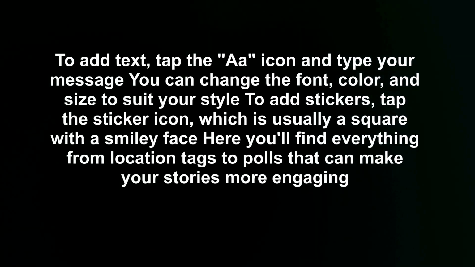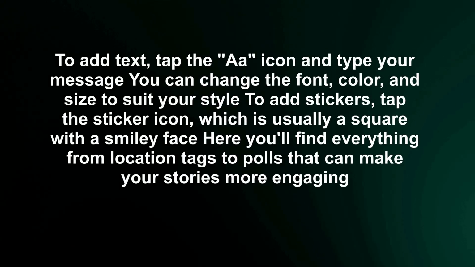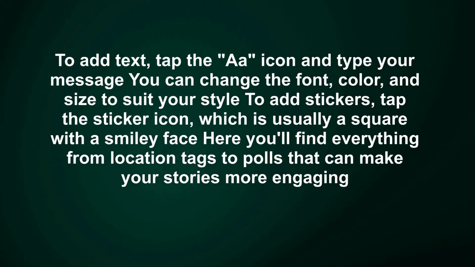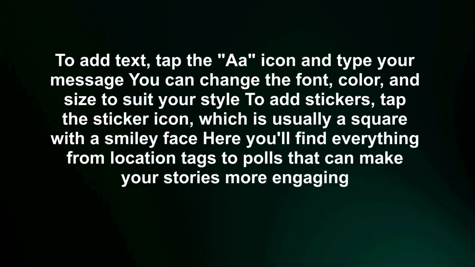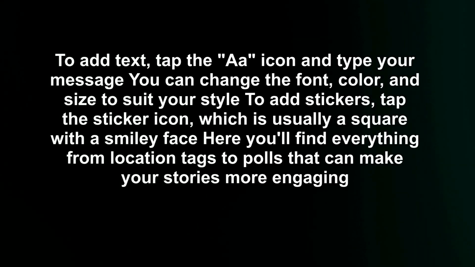To add text, tap the icon and type your message. You can change the font, color, and size to suit your style. To add stickers, tap the sticker icon, which is usually a square with a smiley face. Here you'll find everything from location tags to polls that can make your stories more engaging.